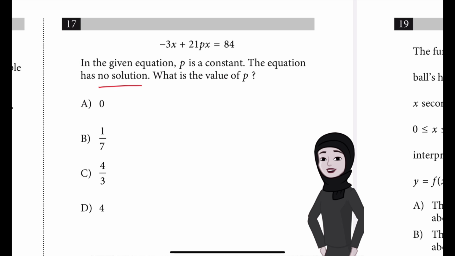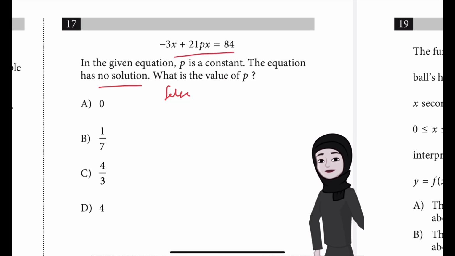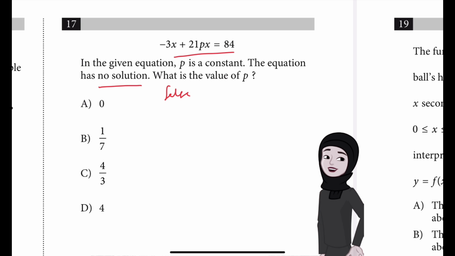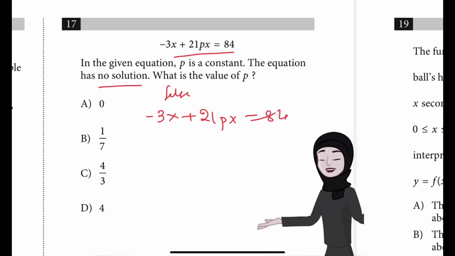A linear equation in one variable has no solution if and only if the equation is false. So we have a linear equation, and if they say that it has no solution, that means the equation has to become false. That is when there is no value of x that produces a true statement. So in this equation, minus 3x plus 21px is equal to 84, p is a constant and the equation has no solution.